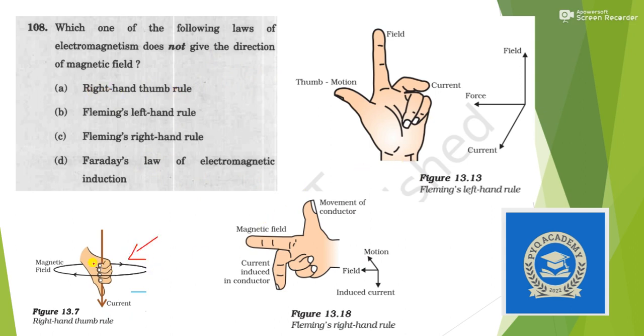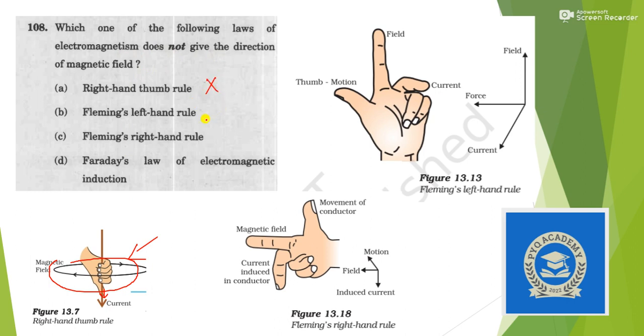So in which you can see if the thumb is denoting the direction of current, then the curled fingers are denoting the direction of magnetic field. So the question was asking which law of electromagnetism does not give the direction. So this is the wrong answer.